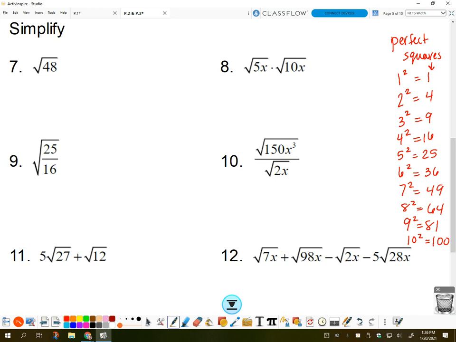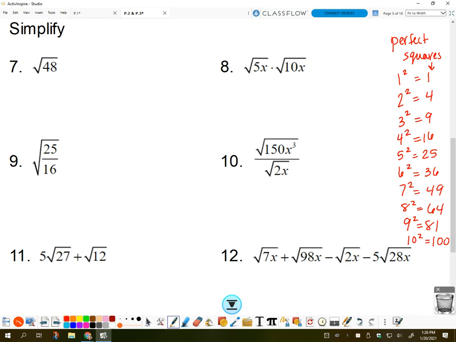11 squared is 121. 12 squared is 144. 13 squared is 169. 14 squared is 196. 15 squared is 225. And then 20 squared is 400. Those are the ones that I need you to be able to recognize and make your life a little easier.